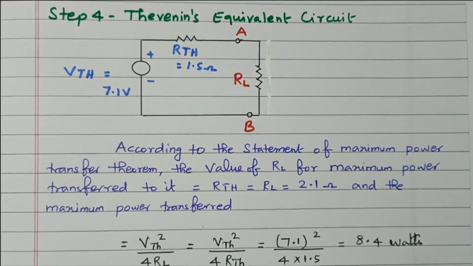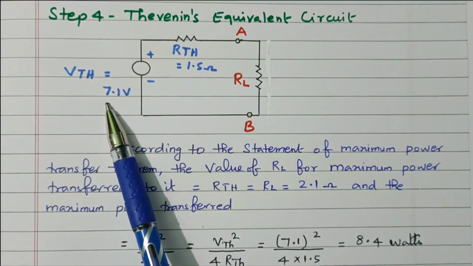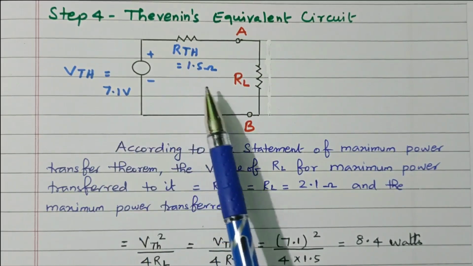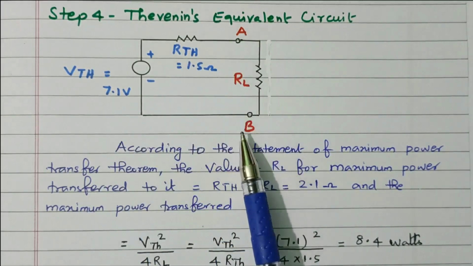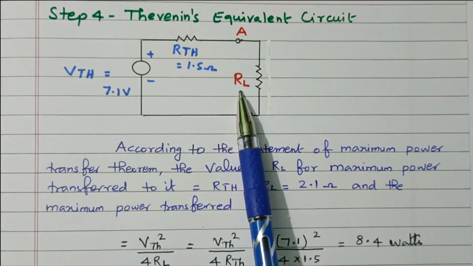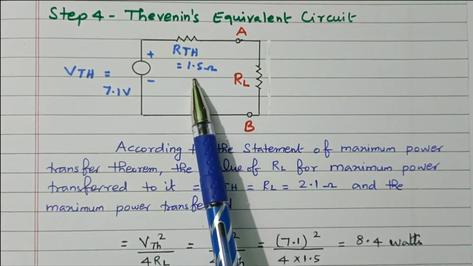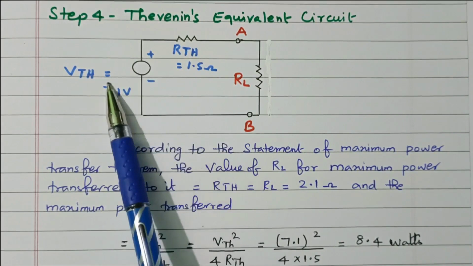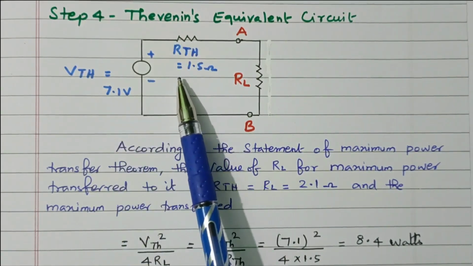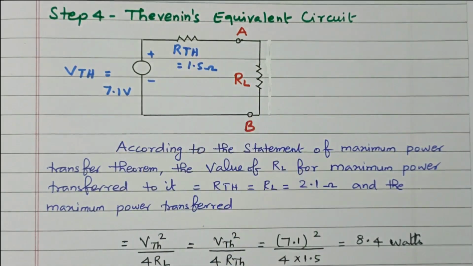So this is the Thevenin equivalent circuit. VTH is minus 7.1 voltage. RTH is 1.5 ohm. This is the load terminal RL. So based on the condition given, RTH equal to RL. So RL value is nothing but 1.5 ohm. Right? That is the advantage of this Thevenin equivalent circuit. The complicated circuit is simplified with a single voltage source and resistance. This resistance is equal to RL based on the maximum power transfer theorem.